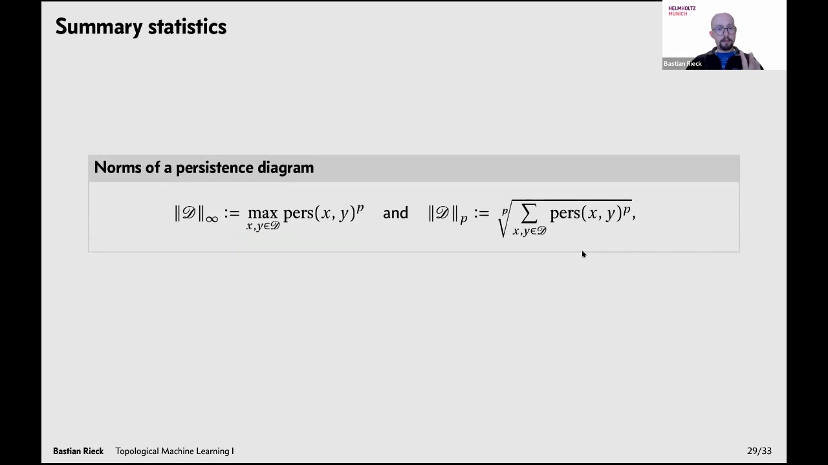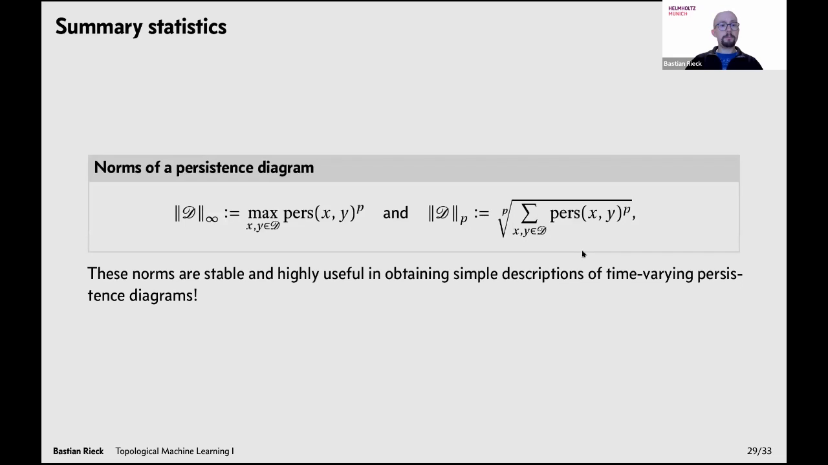We're almost at the end now, at least for this first slot. There's also a way to deal with norms of a persistence diagram. We can use these norms, like the infinity norm or the p norm, as summary statistics. And these are relatively useful. I would say they're stable and highly useful when you have a lot of persistence diagrams, for instance, that vary over time, and you want one nice summary to look into those.